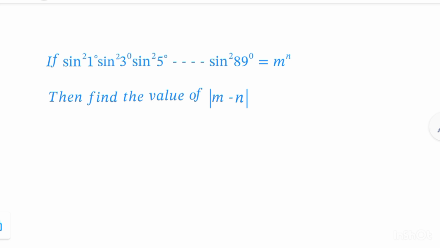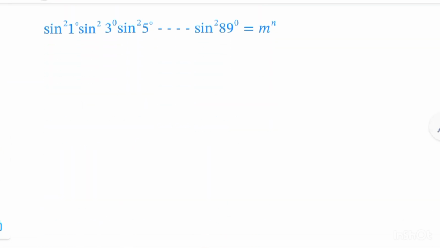So here is another competitive exam question. It is given: if sine square 1 degree, sine square 3 degree, sine square 5 degree and so on to sine square 89 degrees is equal to m to the power n, then find the value of mod m minus n. So let's see how to solve this question. This is the given question and we have to find out the value of mod m minus n.